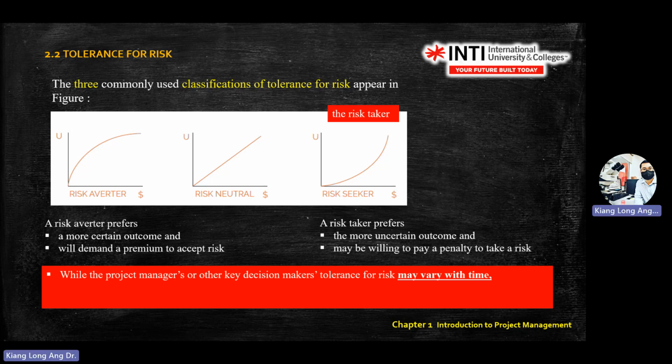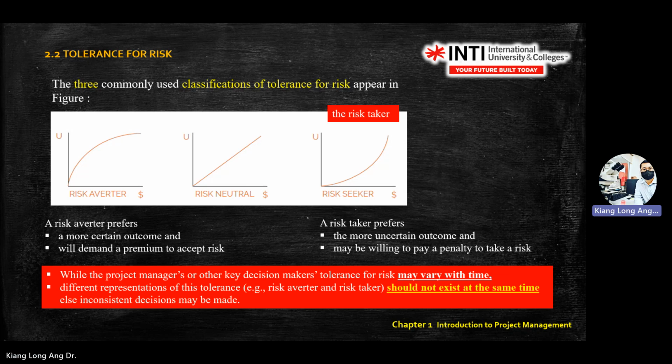Project manager tolerance of risk can change with time. And different presentations of this tolerance should not exist at the same time, else inconsistent decisions will be made. It means you cannot have two kinds of graph overlap at the same time. Maybe in the first year you are the risk averter, but as you gain more experience, your profile might change to risk taker, but not at the same time.